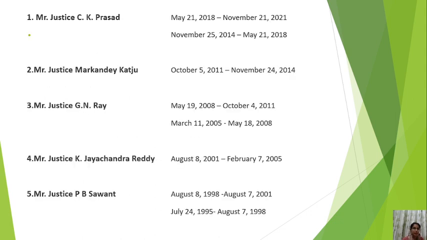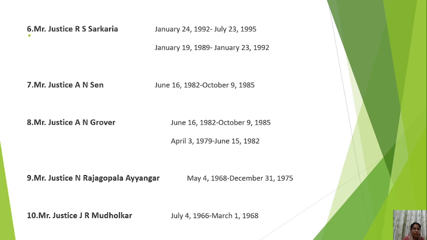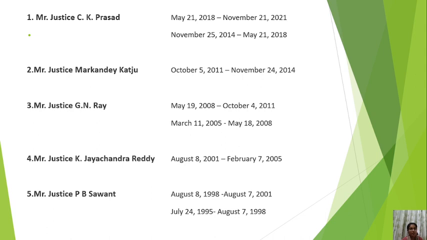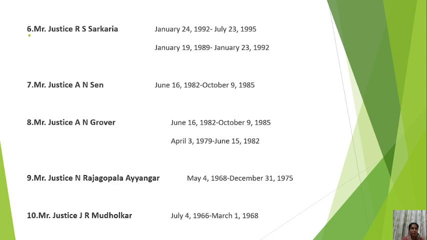So this is the answer, and let me take you to this. The first chairperson of PCI was Justice J.R. Mudholkar from 1966 to 1968. Then N. Rajgopal Iyengar, then A.N. Grover, then A.N. Sen, then R.S. Sarkaria, P.B. Sawant, Jayachandra Reddy, G.N. Ray, Markande Katju, C.K. Prasad. I know this is not very easy, but try to write these in your notebook and then revise them. Maybe from this you can remember them.